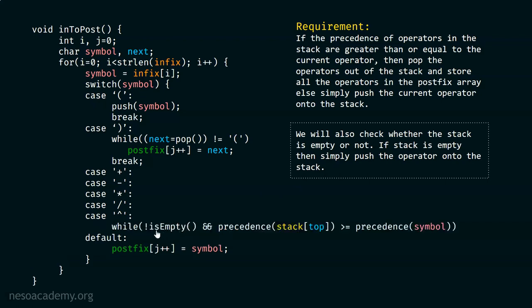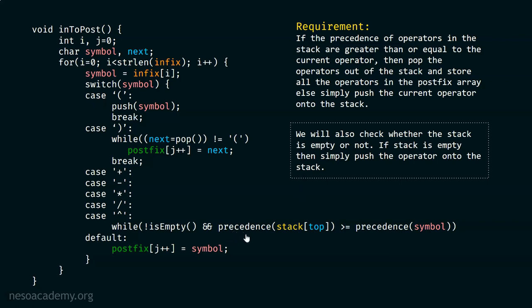So here we will use a while loop and we will check all these things. These two things actually. First we'll check if the stack is empty, then we'll get outside of this while loop. Otherwise, we'll continue. And the precedence of stack top. If the precedence of stack top is greater than or equal to the precedence of the symbol, that's what we have to check, right? If the precedence of operators in the stack is greater than or equal to the current operator, that is what I'm checking over here, right?